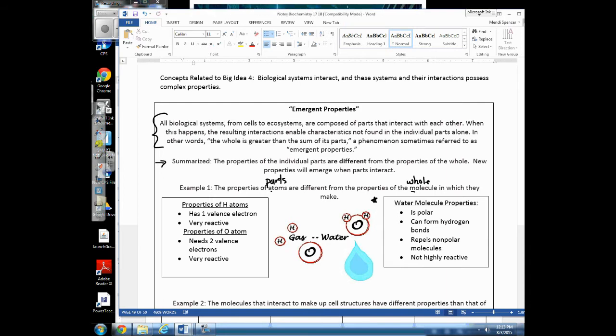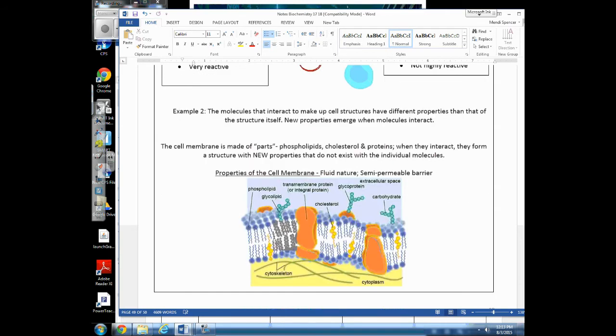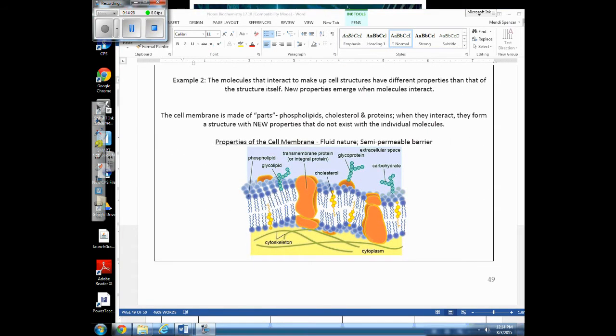Now let's look at a second example. So again, we're looking at how parts have different properties than the whole. But it takes the interaction of these parts to develop these new emergent properties. So we know the cell membrane is made of parts. It's made of phospholipids, cholesterol molecules, and proteins, and they all have their individual properties. When they come together, they form the cell membrane, and that cell membrane has different properties. So one property is that it's fluid in nature. Another property is it's a semi-permeable barrier.